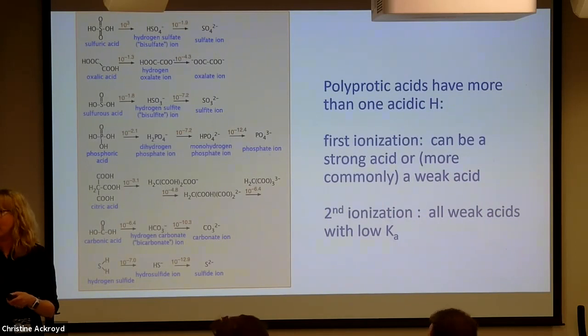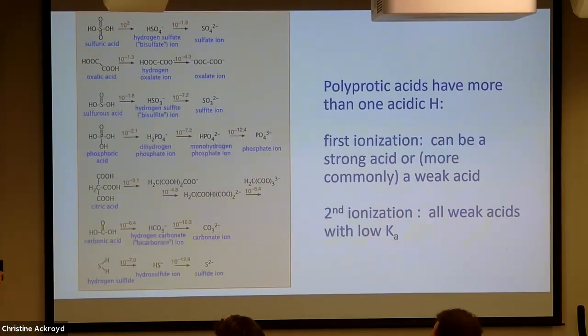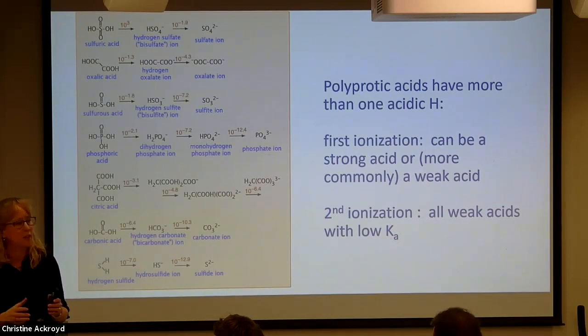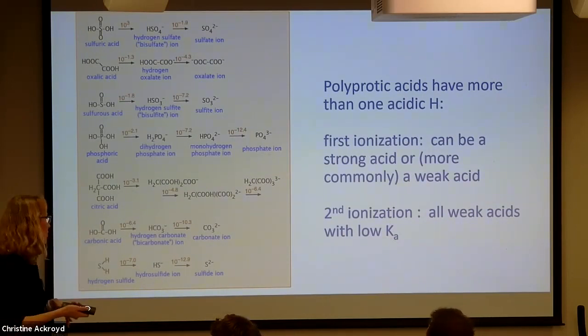JC, what data is on there that tells you that? The 10 to the negative parameter. Yeah, these are all approximate Ka values. And they all have negative exponents, so that's all a weak acid. There's one exception, and that's sulfuric acid. That's actually the only polyprotic acid I know of where the first proton is a strong one. Strong acid.